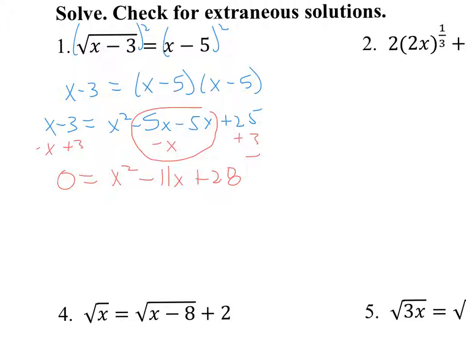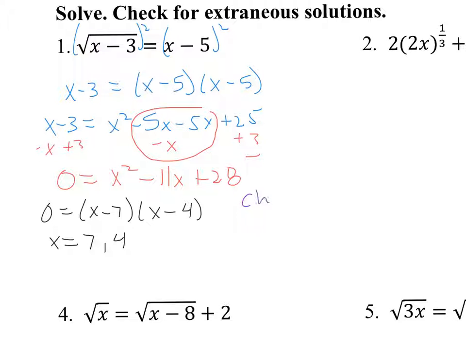Now I'm looking for two numbers that multiply to get to 28 and add together to get negative 11, which would be 0 is equal to x minus 7, x minus 4. You solve for x, so x would be equal to 7 or 4. You must check your work. Repeat, you must check your work.